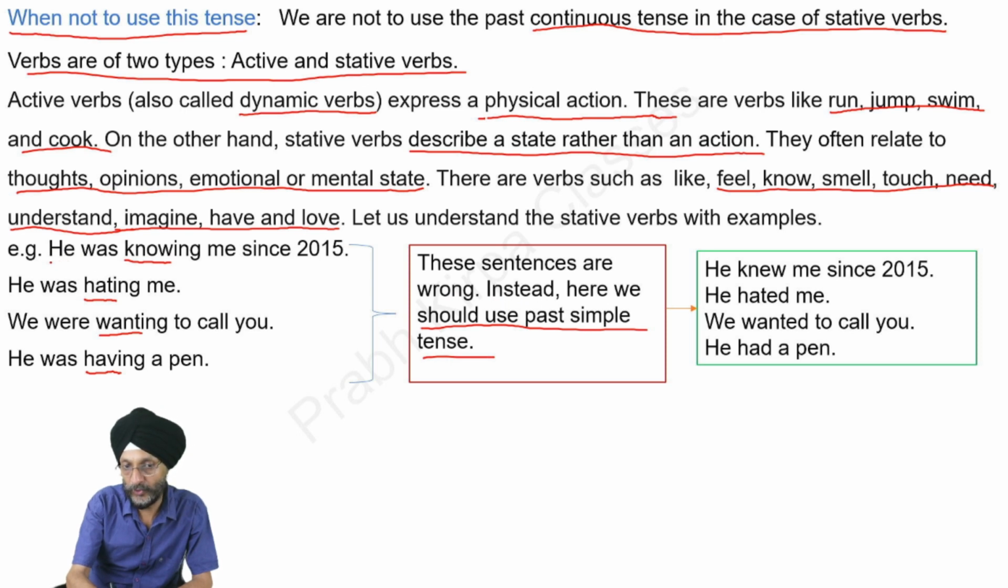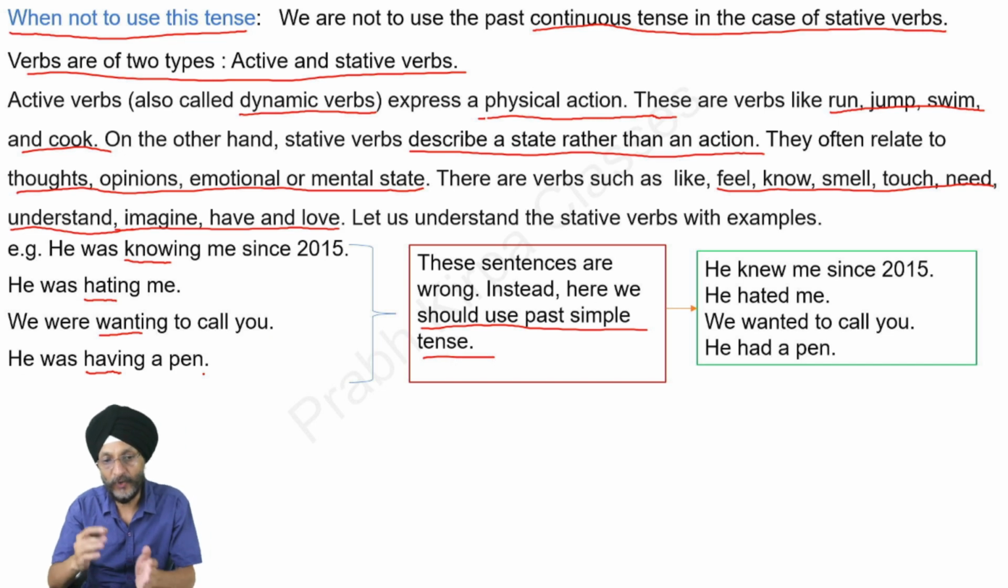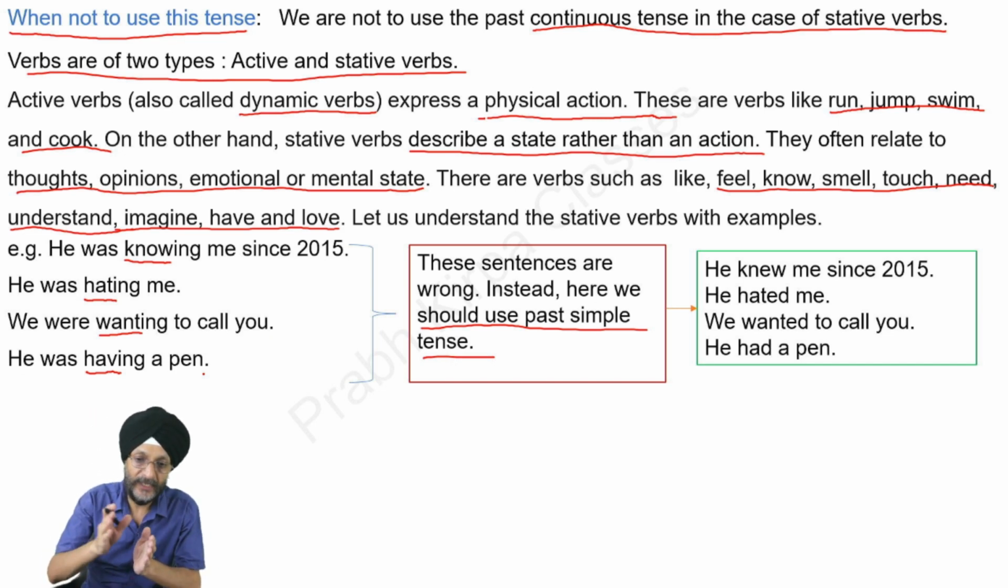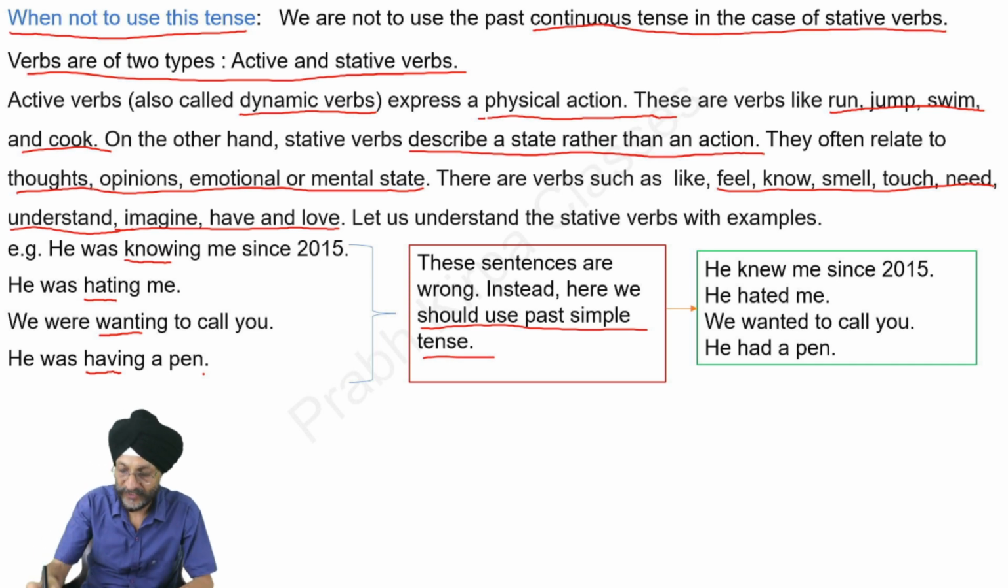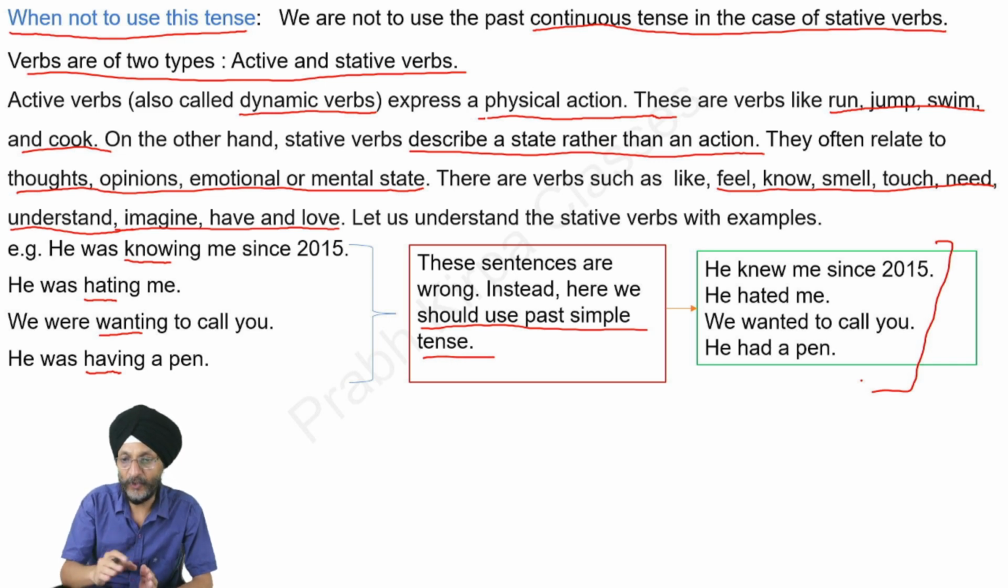That is, we should say, he knew me. That is, we are to use the second form of the verb. He knew me since 2015. He hated me. We wanted to call you. He had a pen. That is, we are not using the stative verbs in past continuous form. Rather, these sentences are to be made in the form of past simple tense. Here we have given these sentences after correcting the same in the form of past simple tense.